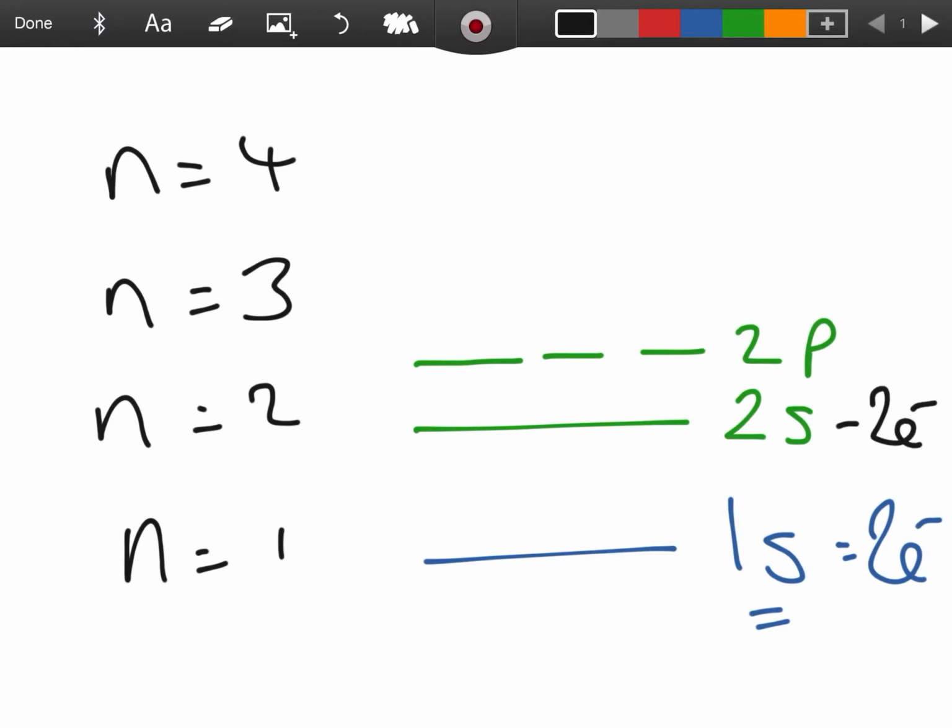You can put 2 electrons into the 2s sub-level and 6 electrons into the 2p sub-level. So in total, you can put 8 electrons into the second main energy level.